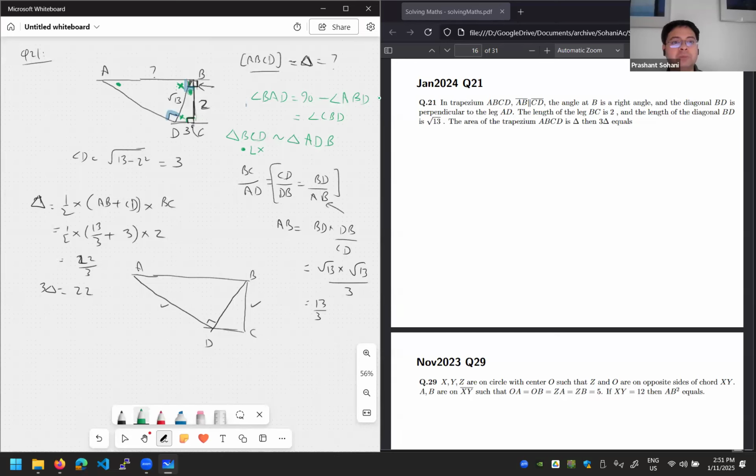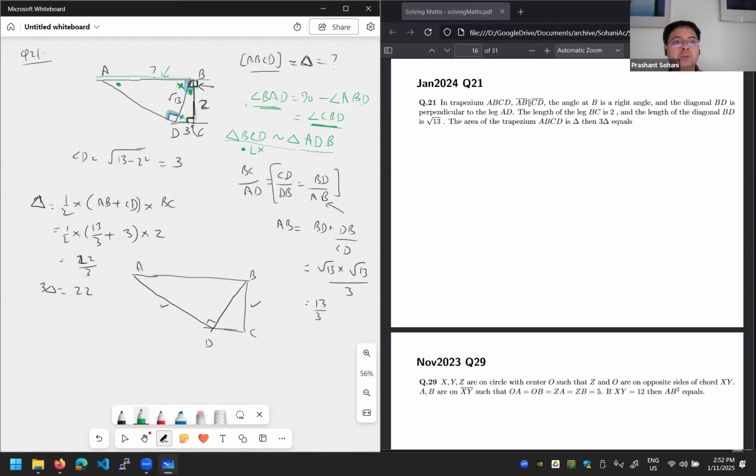So therefore, this angle CBD is equal to angle PAD. And so therefore, what we get is two similar triangles. So triangle BCD is similar to triangle ADB. Okay. And therefore, we can write the ratios of the corresponding sides. And particularly, we are interested in finding the length of AB, because we want the area of the trapezium.